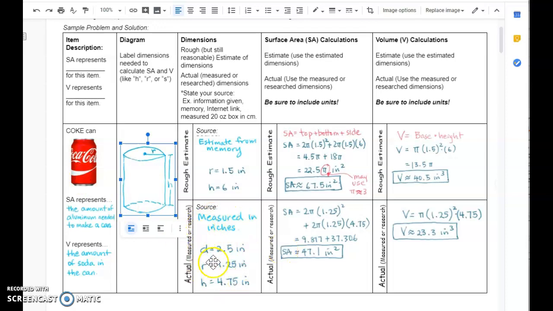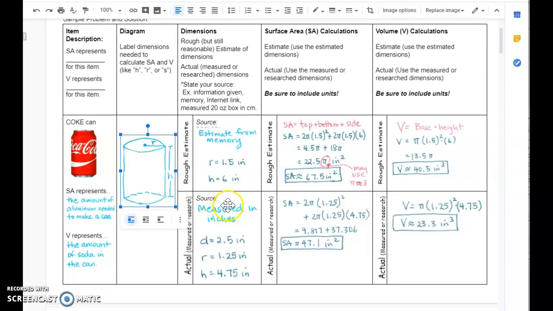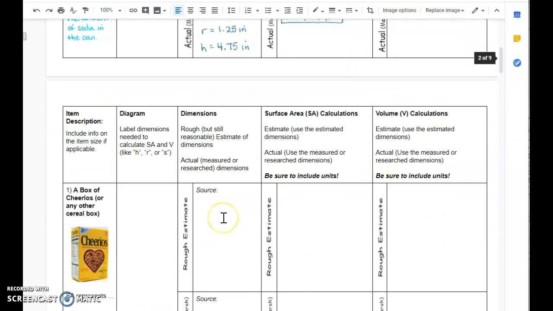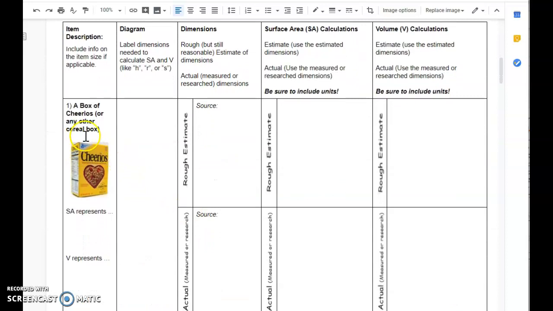Then using these values, I have done the calculation. As part of the source, if you are using online research to get your source, say for some of the problems you are going to have to do that, you are going to put the link of that source right here. So let's go through. The first problem is a box of Cheerios or any other cereal box that you might have at home.